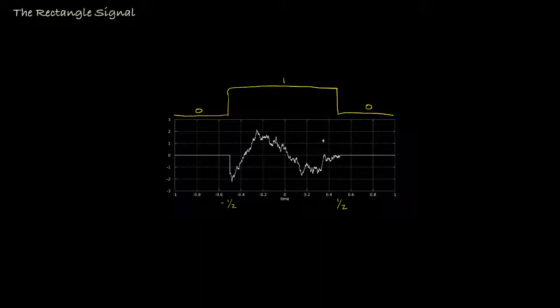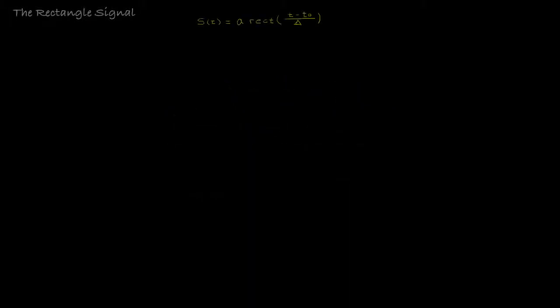If we want to analyze a region of the signal that is not centered at 0 and has a width different than 1, which are the parameters we associate with the standard window, then we need to scale and shift the rectangle signal. Well, here's the equation for a scaled and shifted rectangle signal.